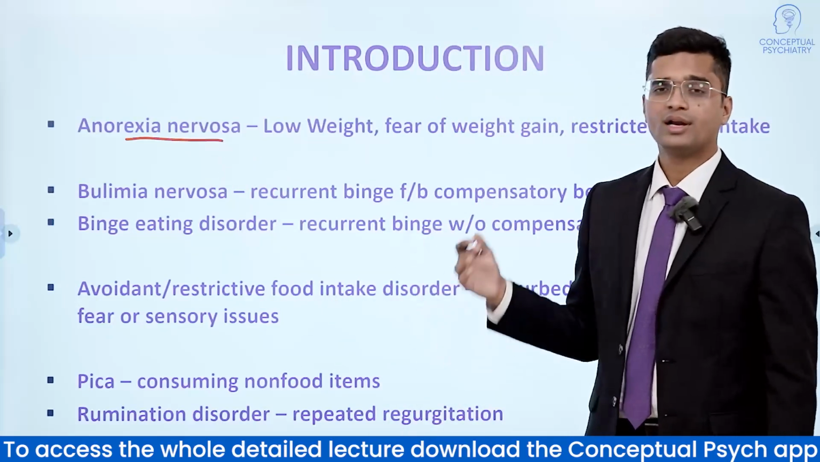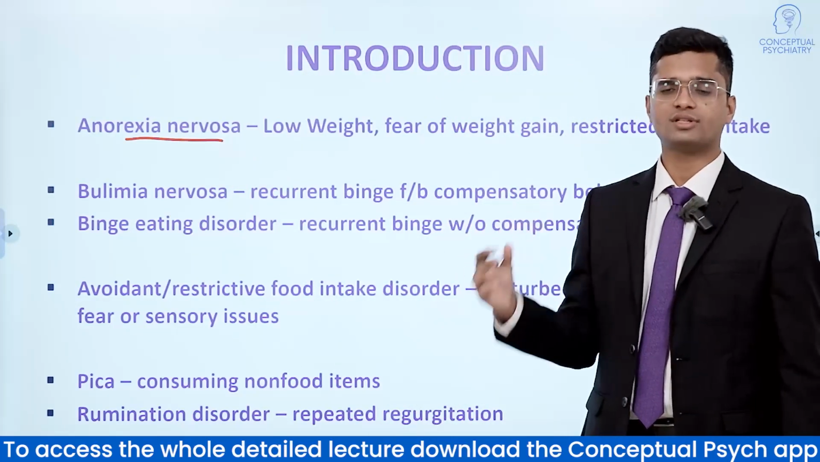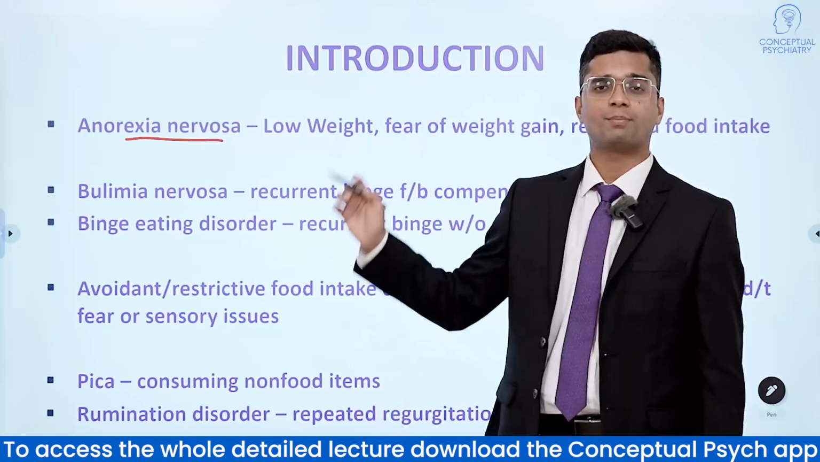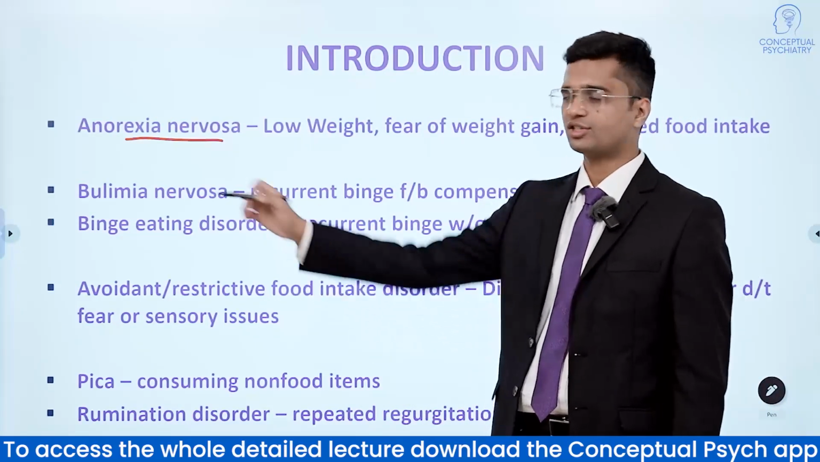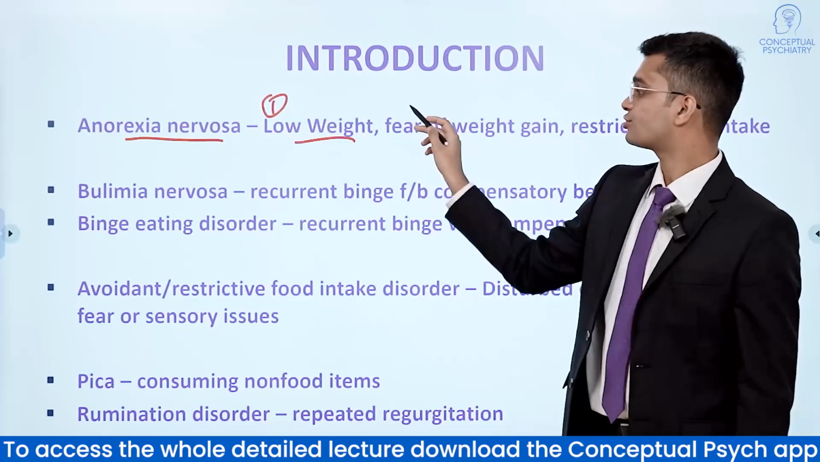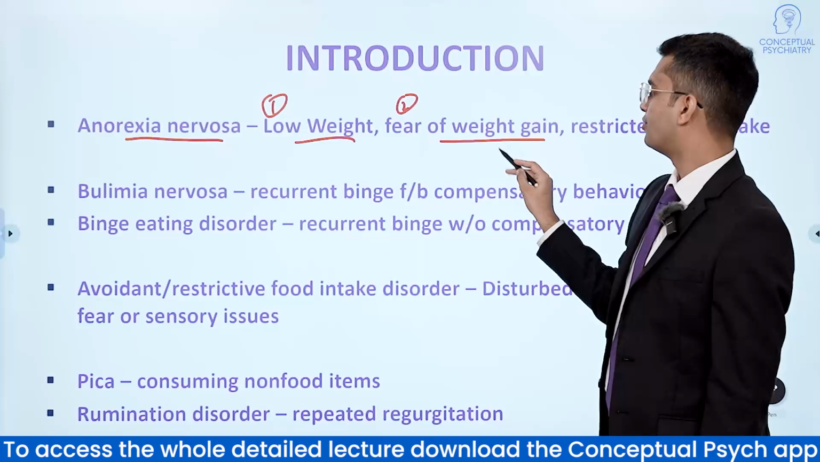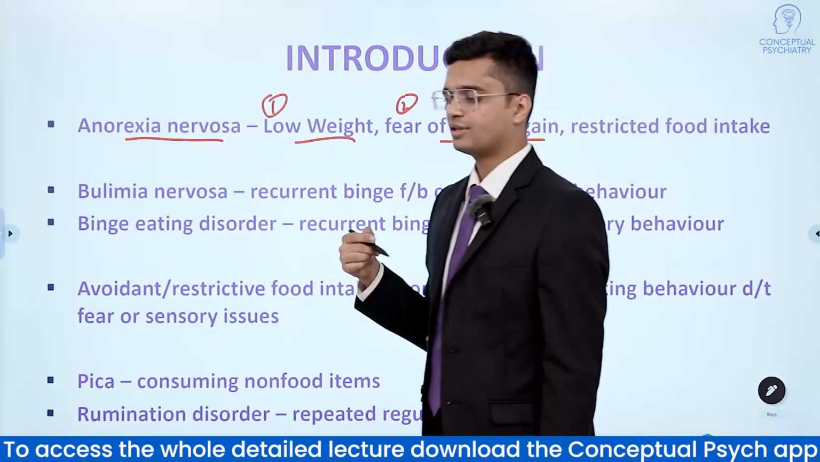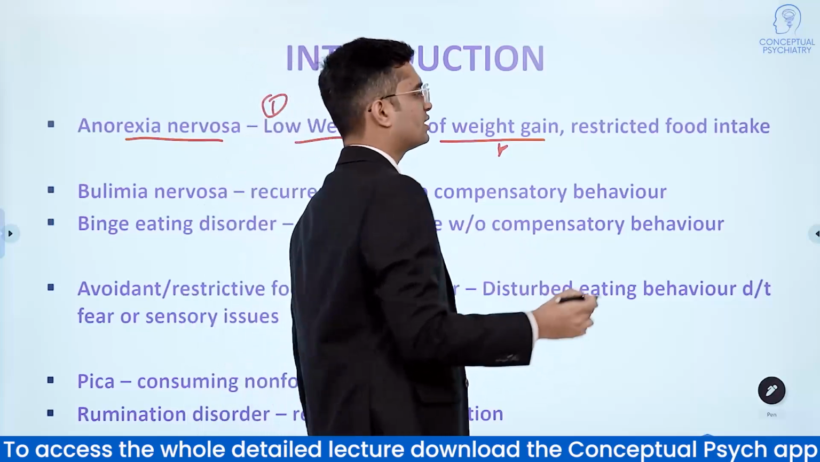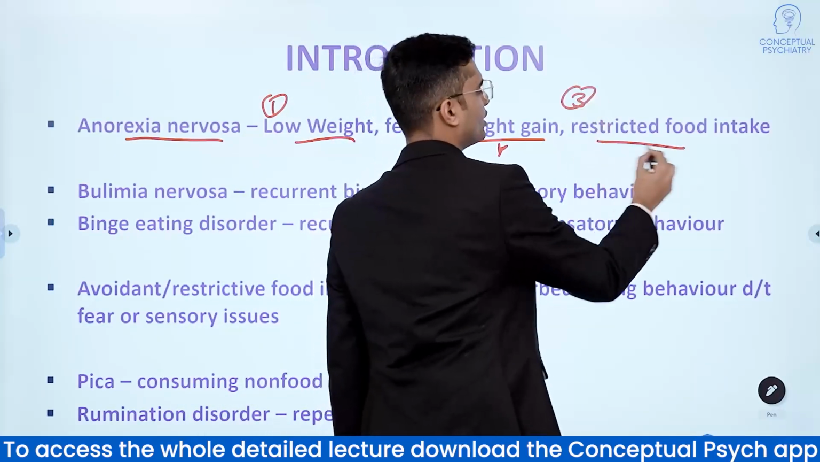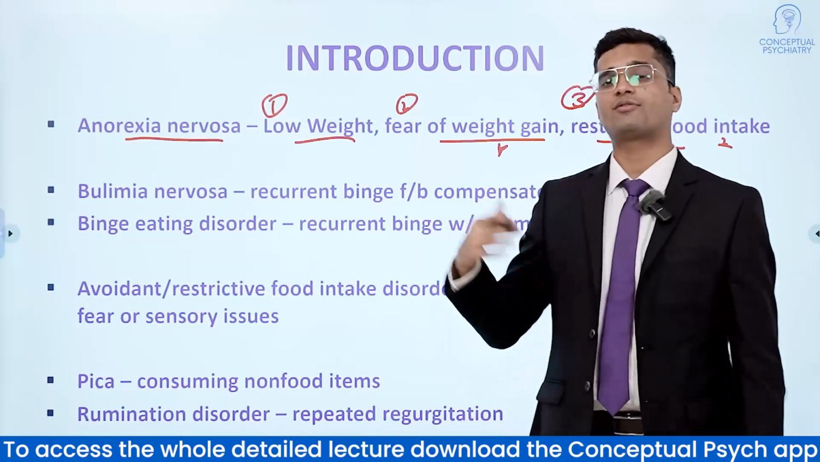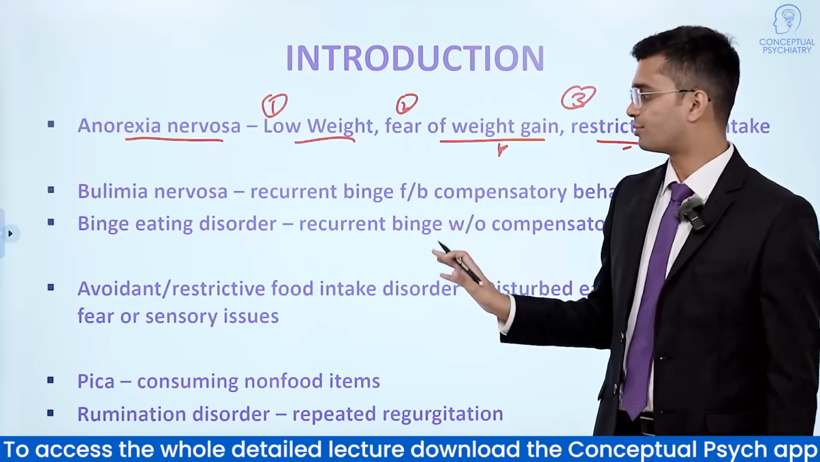To remember, let's see the main key features in these disorders. In anorexia nervosa, the primary single initial pathology is the low weight. This low weight is also associated with a fear of weight gain. So this low weight is the primary thing here, and along with that there is restricted food intake. So food intake itself is restricted, apart from the other features that may or may not be present.